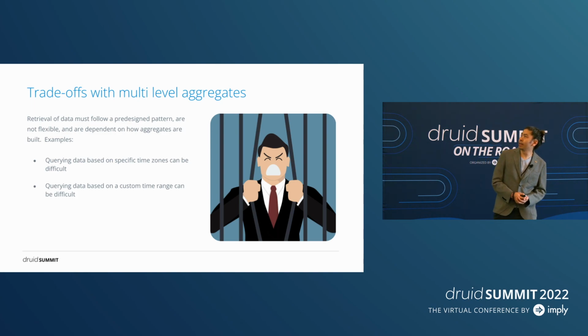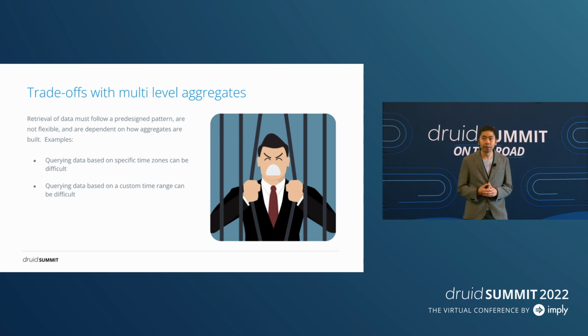Again, retrieval of data is going to be based on the set pattern that you use to create those aggregates, right? So one of the problems that we had was, sure, we have these quarterly data, and we want to build reports for customers that are in a different time zone. Well, then you run into a problem. Do I build aggregates for quarter for each time zone? That's even more data duplication, right?